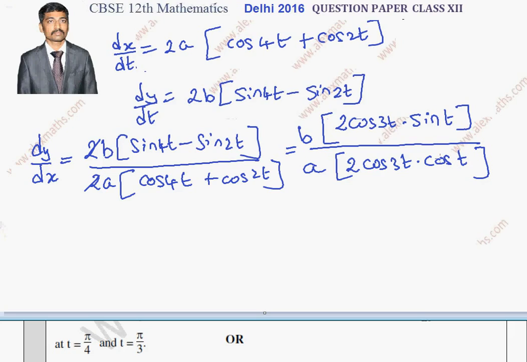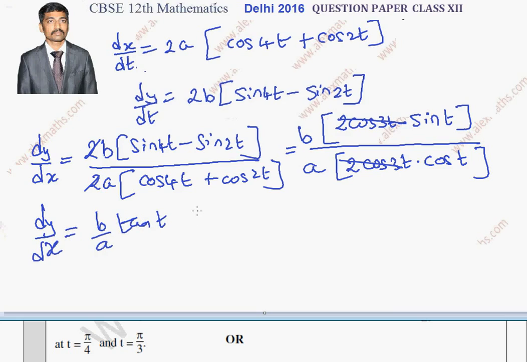So in the numerator, sin c minus sin d is 2 cos of c plus d by 2 into sin of c minus d by 2. In the denominator we have cos c plus cos d form, so both are cos. So we can cancel 2 cos 3t and 2 cos 3t. Finally, we are left with dy by dx as b by a tan t.